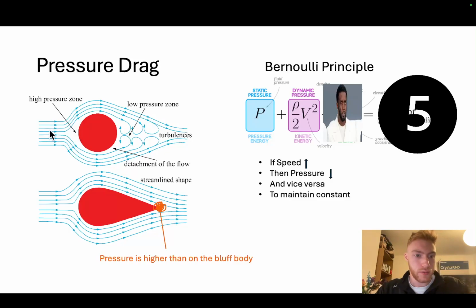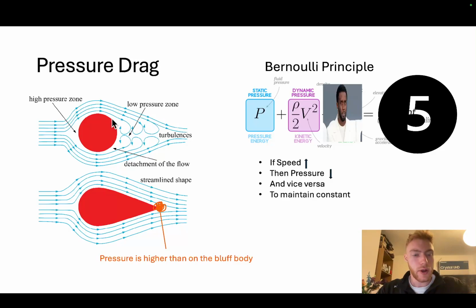So let's talk about this. First of all, when the air is hitting an object, you're going to have really high pressure, because the air has slowed down loads here. And then the air is speeding up, so the pressure reduces, so you've got lower pressure here. But then as it goes over the object, it starts to slow down and slow down and slow down. And here you've got higher pressure.